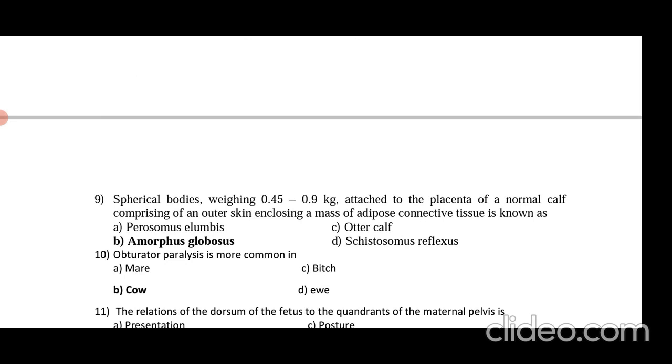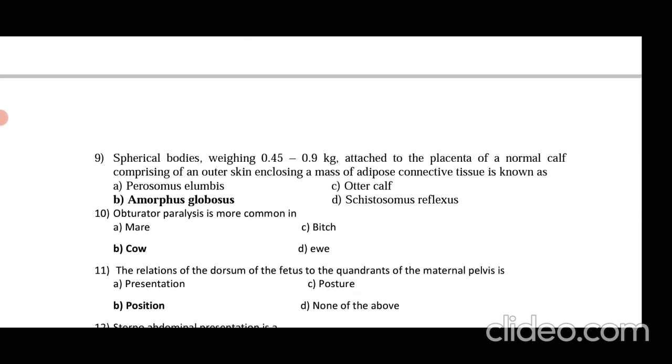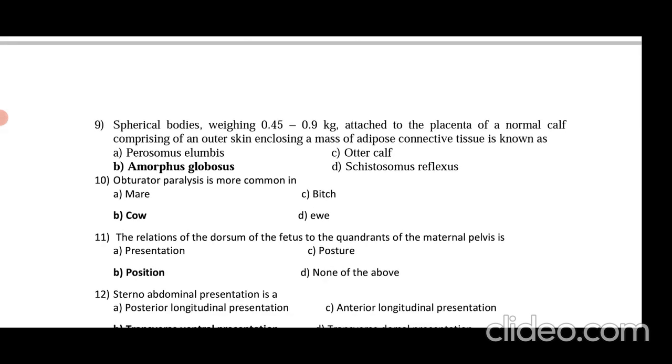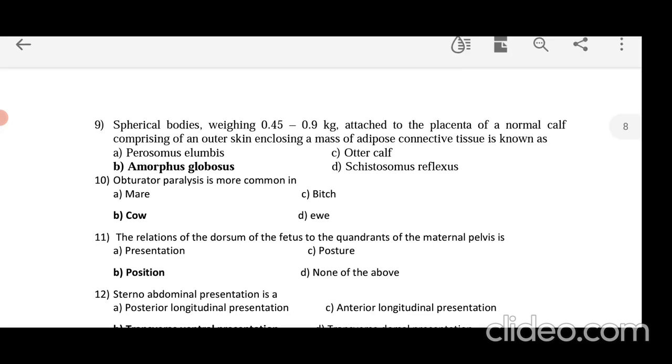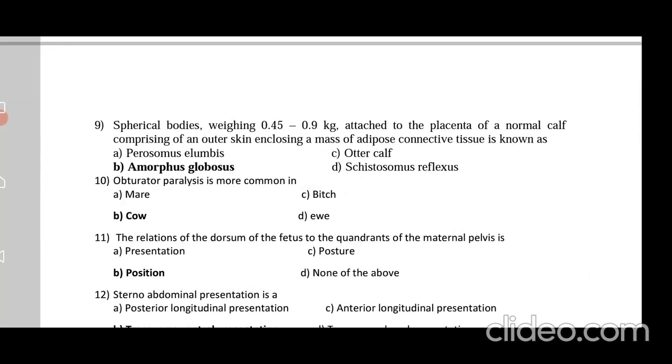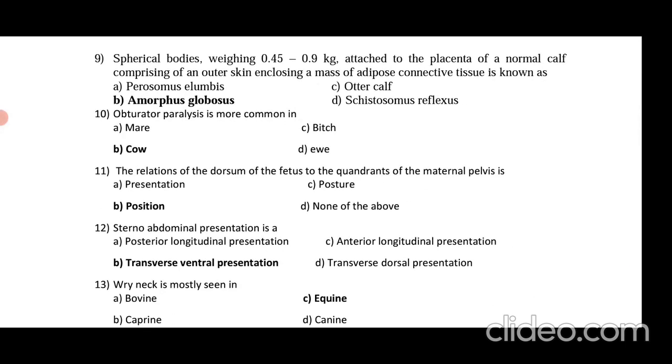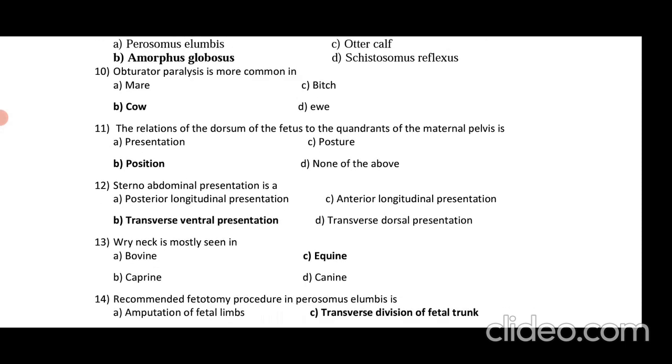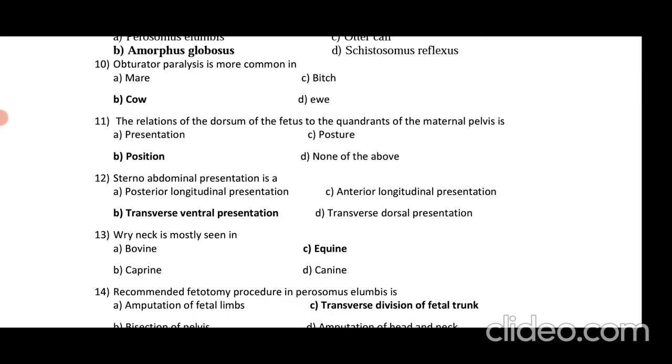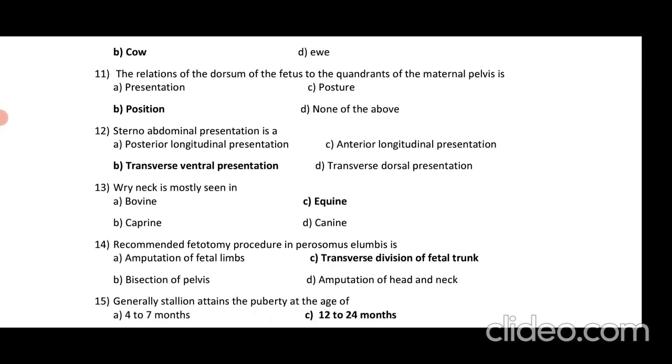Obturator paralysis is more common in cow. The relation of the dorsum of the fetus to the quadrants of the maternal pelvis is position. Sterno-abdominal presentation is transverse ventral presentation. Transverse ventral presentation is also known as sterno-abdominal presentation. Wry neck is mostly seen in equine. Recommended fetotomy procedure in Schistosomus reflexus is transverse division of the fetal neck.